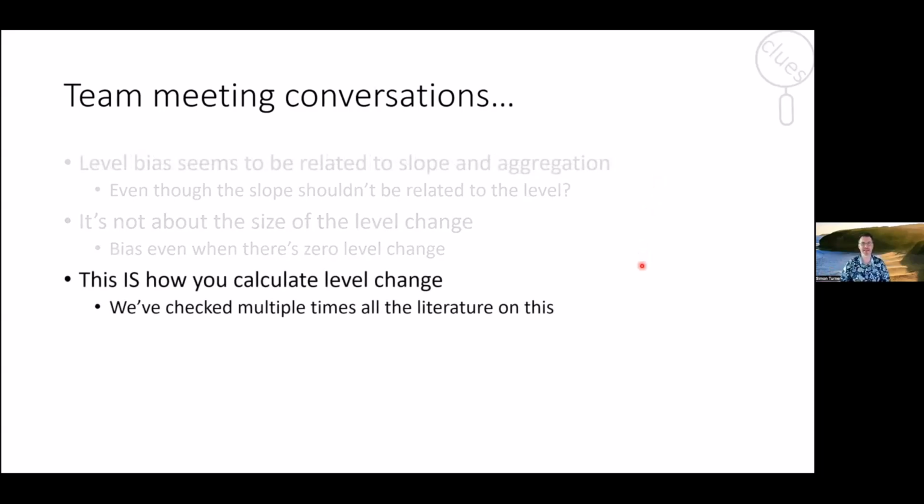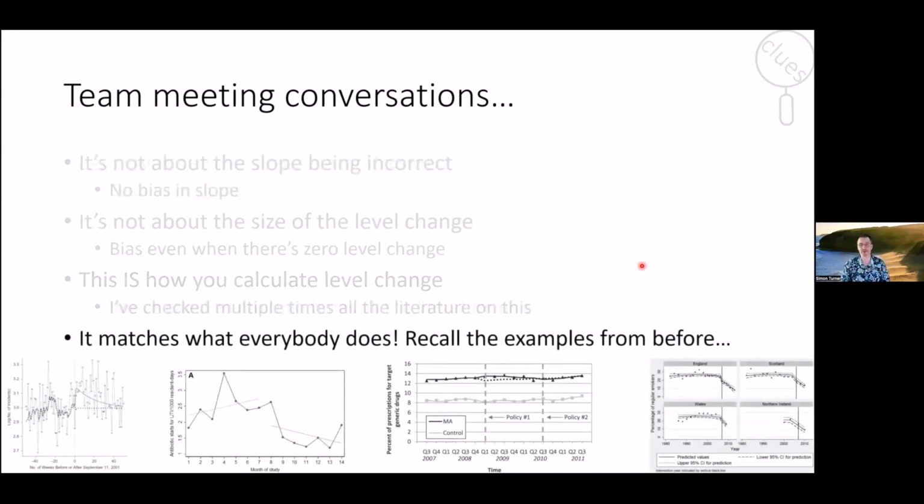It is how you calculate immediate level change. We all came from slightly different backgrounds and use slightly different code, but no matter what code we use, including the code that we took when people reported their code, we still got the same thing.